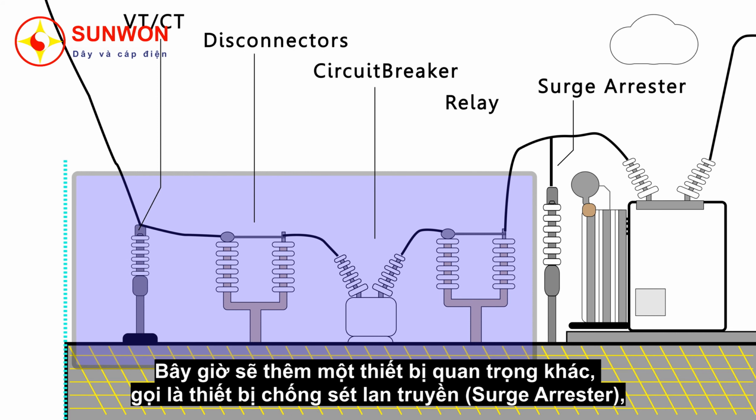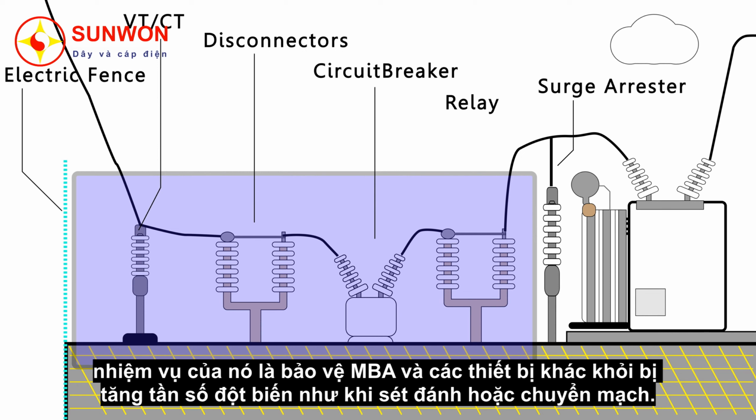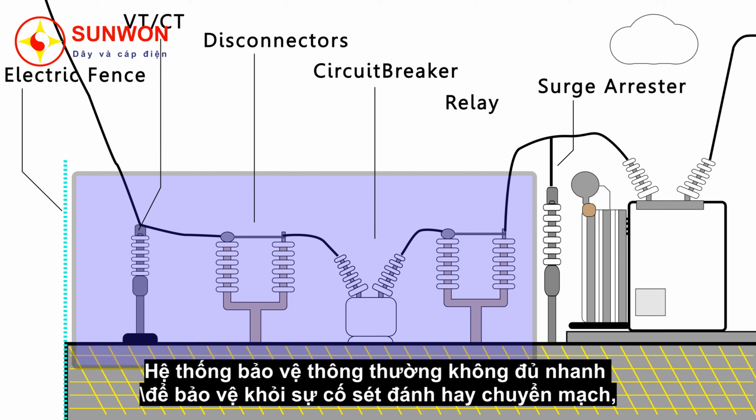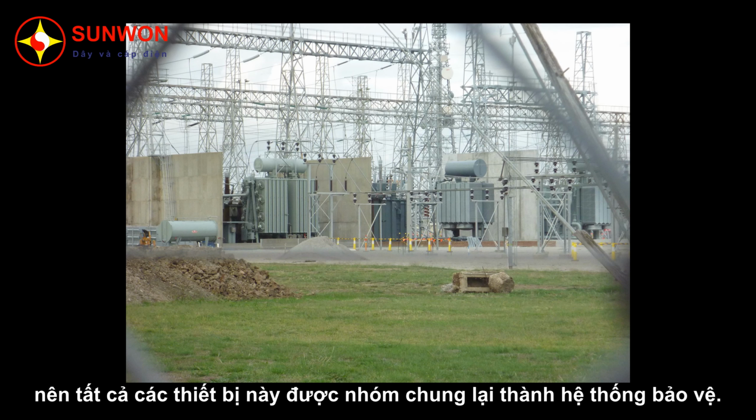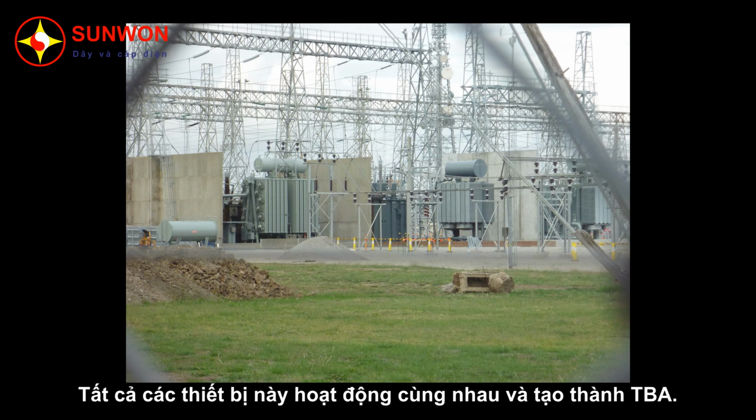Now, there's also one other type of asset which is important. This is called the surge arrestor. The job of the surge arrestor is to protect the transformer and other parts of the substation against high frequency surges such as lightning strikes and switching surges. The conventional protection system isn't fast enough to protect against lightning strikes and switching surges. So all of these assets work together to form the substation.